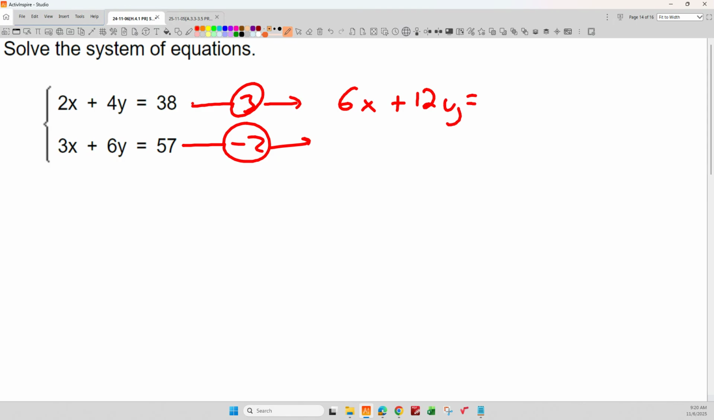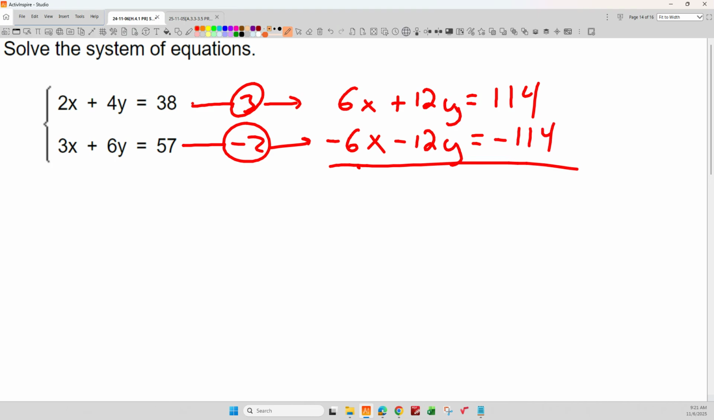Equals, what's 3 times 30? 90. What's 3 times 8? So what do we get? 114. There you go. Okay, on the bottom, what do I get? Negative 6x. Okay, so now what happens when I combine those? Yeah, look at that. We get the solution 0 equals 0.